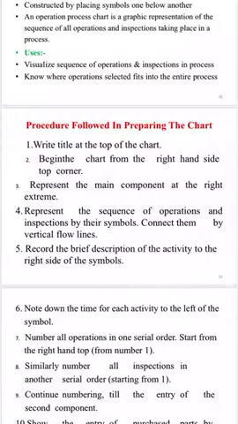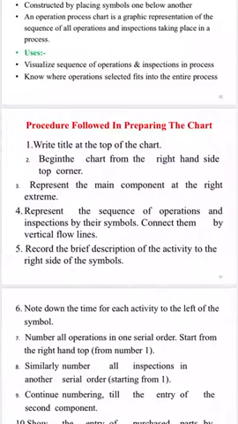Then the next step: begin the chart from the right hand side top corner. We need to start this chart with the help of these symbols from the right hand side top corner. If our first activity is related to operation, then we need to put this circle on the right hand side top corner. We read this chart from the right hand side top corner, so we put this circle there.